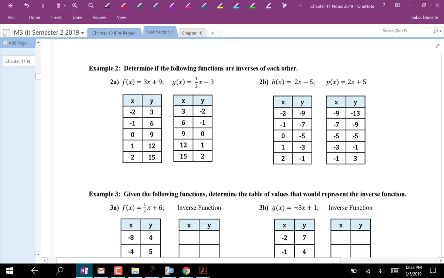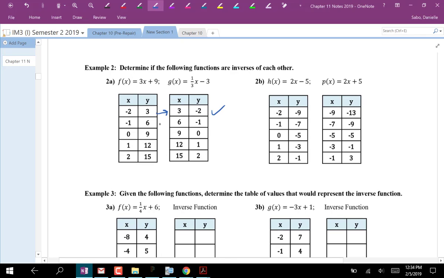Okay, easiest part of this section. It says determine if the functions are inverses of each other. So we have to check to see if all of them switch. Does -2, 3 switch to become 3, -2? It does. That one's good. Does -1, 6 switch to become 6, -1? It does. We're good there. And if you look at all of these, they do switch. And that means that they are inverses. So yes, inverses.